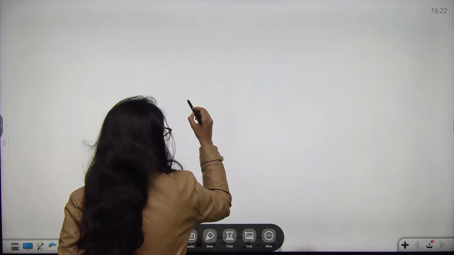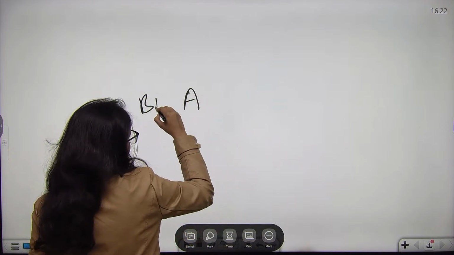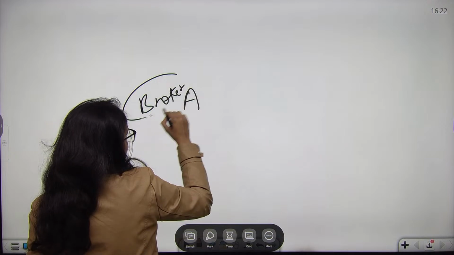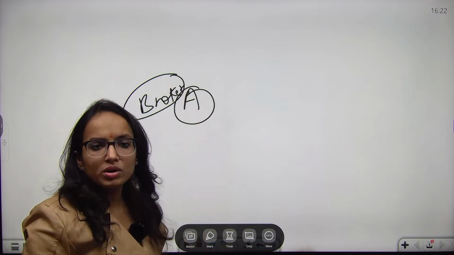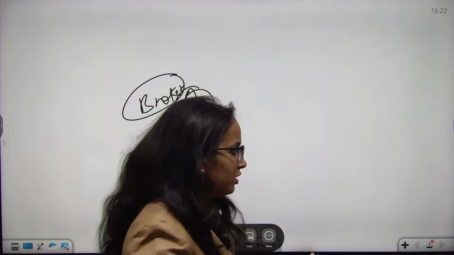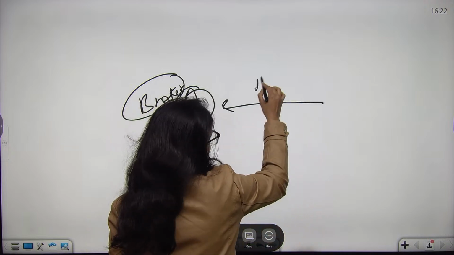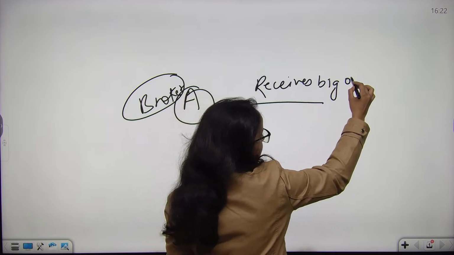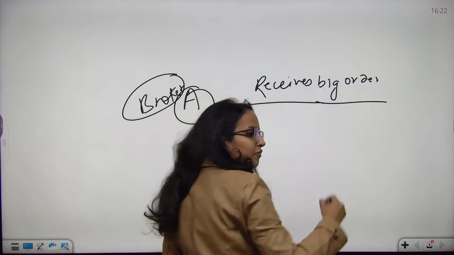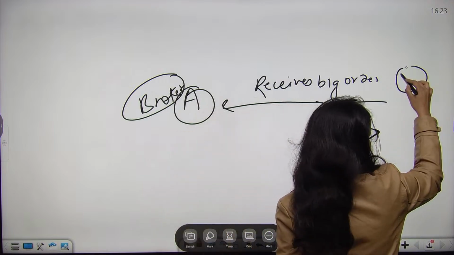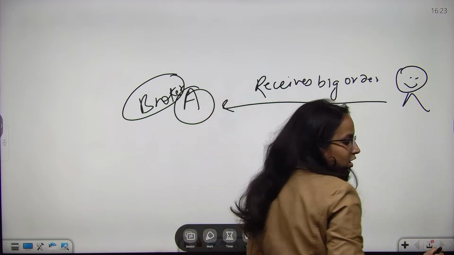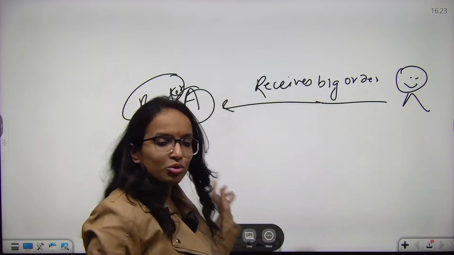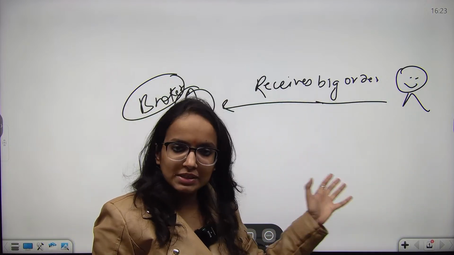What happens in front running is you try to capitalize upon your position. For example, there is this broker A. This broker receives a very big order. Broker A receives a very big order from this client.